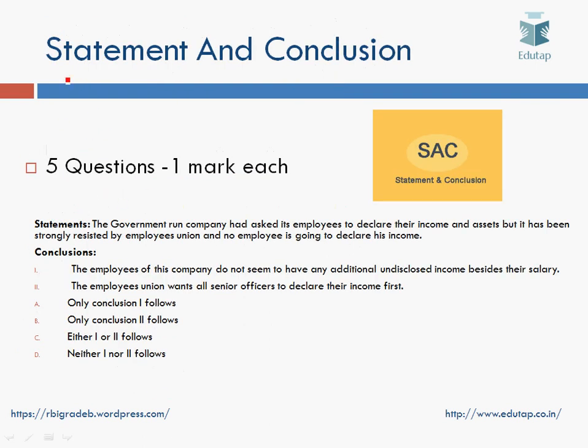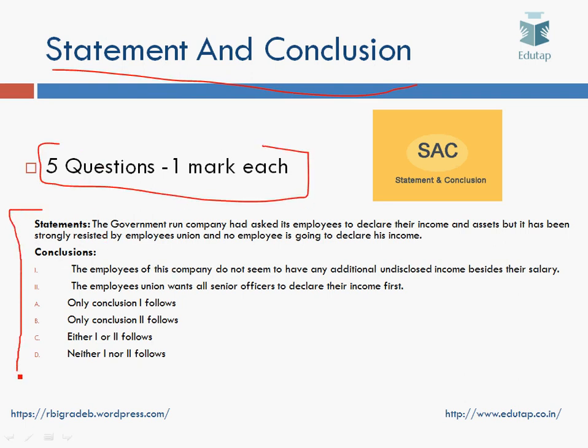Next topic is statement and conclusion. On this topic there were 5 questions, 1 mark each in 2016. Such questions consist of a statement. Now statement is given and conclusions are given, 1 and 2, and you have to choose out of A, B, C, D if only conclusion 1 follows or conclusion 2 follows, either 1 or 2 follows, or neither follows.